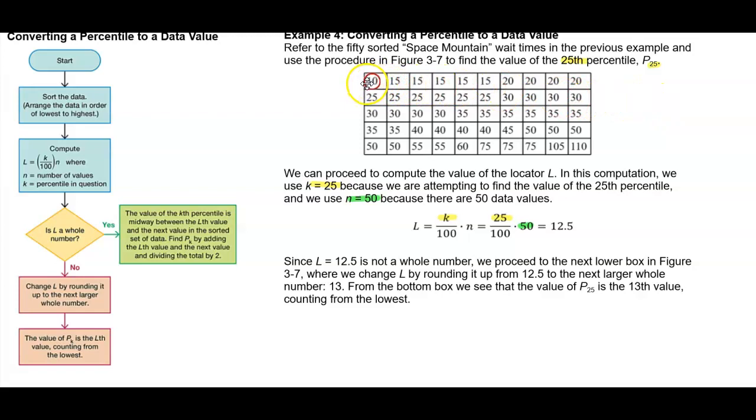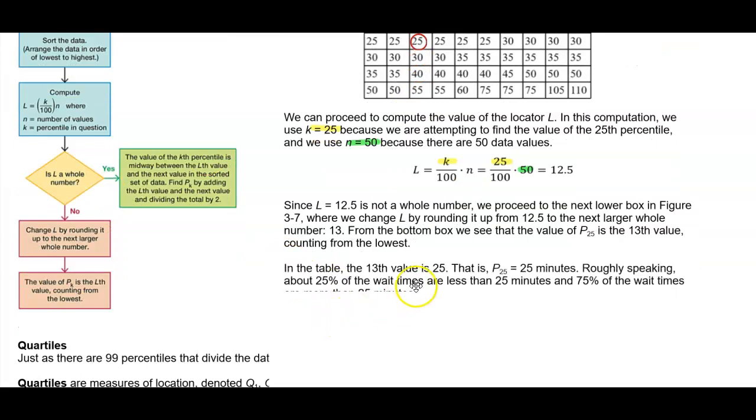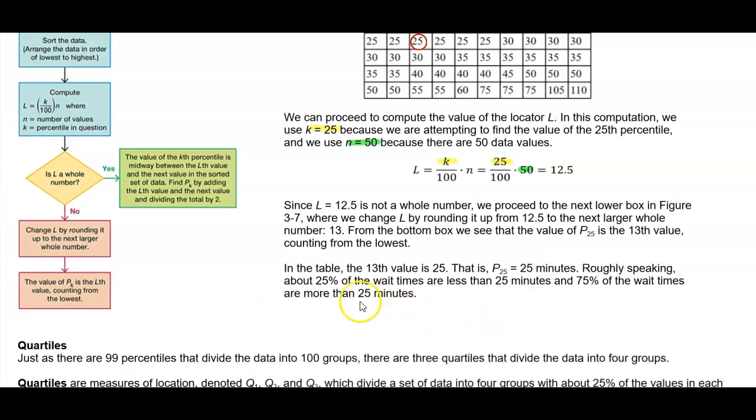Okay, so that means up here, we're going to count 1, 2, 3, 4, 5, 6, 7, 8, 9, 10, 11, 12, 13. So therefore, there's our value at 13. You can see what number we get. In the table, the 13th value is 25. That is, the 25th percentile is equal to 25 minutes. So roughly speaking, about 25% of the wait times are less than 25 minutes. And therefore, 75% of the wait times are more than 25 minutes.